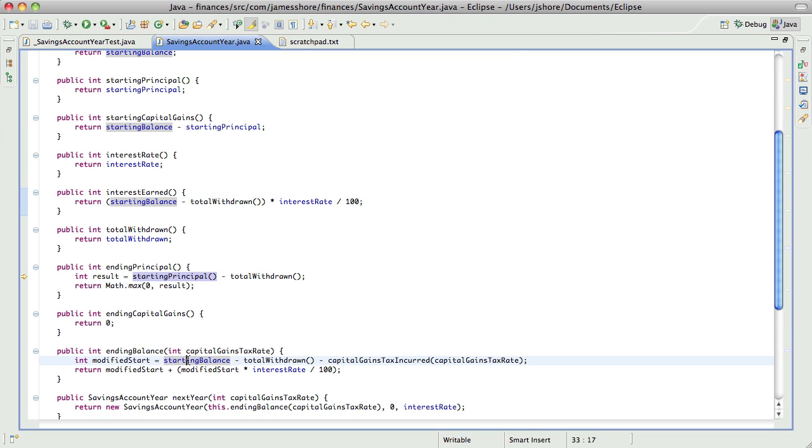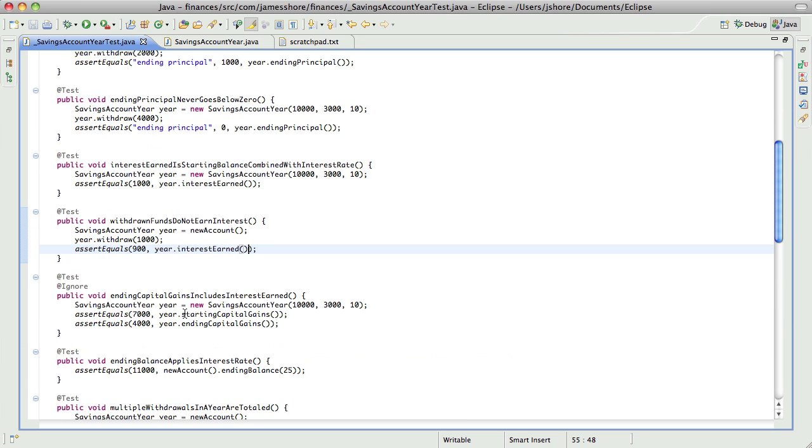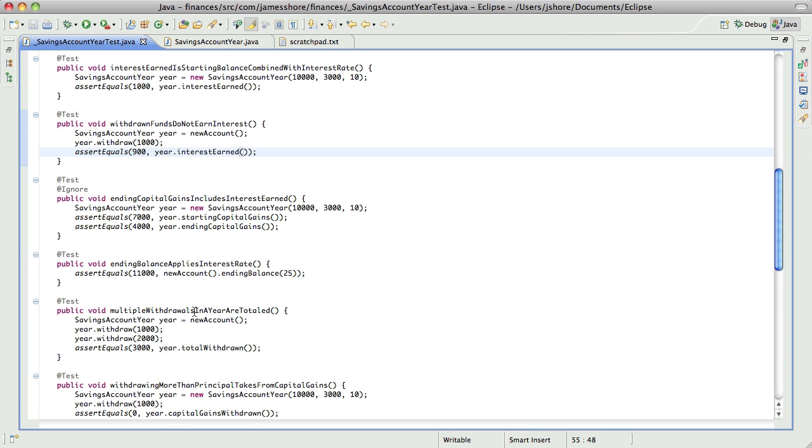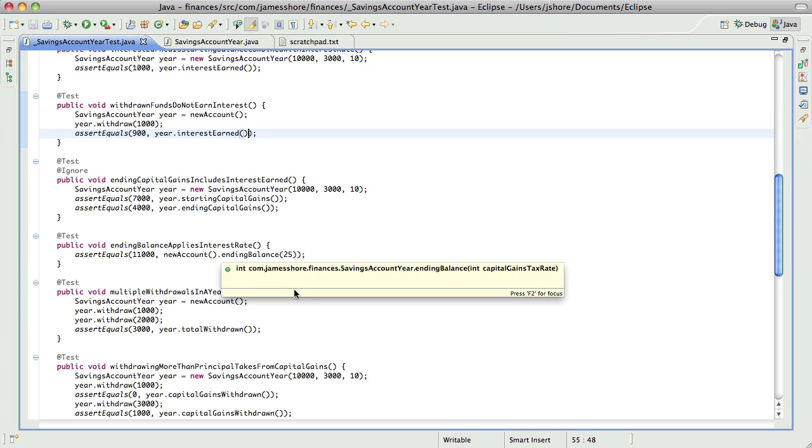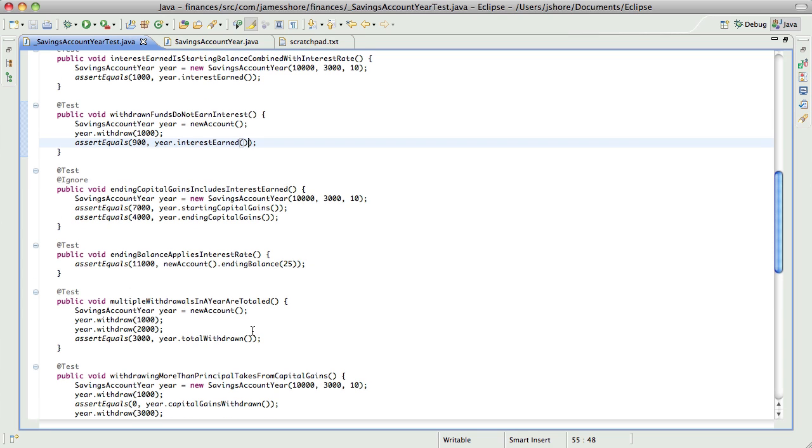And now for our ending balance, we can say that it's our starting balance. Oh, but interest earned, so capital gains tax. So let's go ahead and do that. I really like the way this is working out because it's fixing our ending balance stuff. We're asserting on a lot of things that affect the amount of interest earned by looking at the ending balance, which is not as directly related to the actual thing being tested. So this makes it a lot more clear.